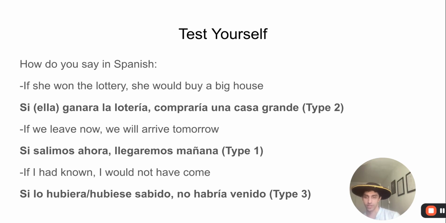Which is quite an advanced tense. And the second tense, habría venido or no habría venido, that is the conditional perfect tense. So definitely the hardest of the three kinds of if clauses, the last one.